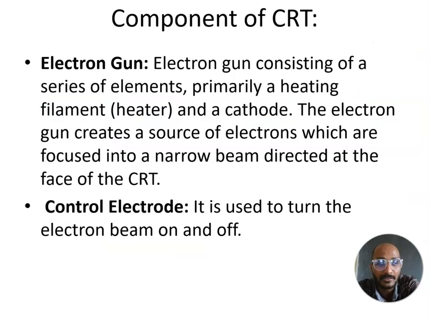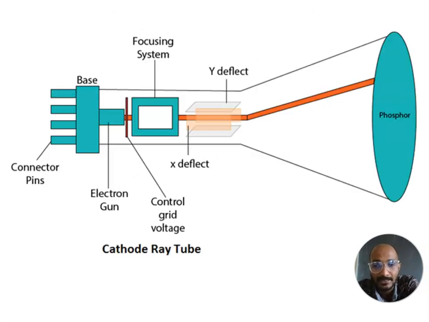Next, first of all, the electron gun. How does the electron gun work? The electron gun consists of a series of elements, primarily a heating filament heater and a cathode. The electron gun creates a source of electrons which are focused into a narrow beam directed at the face of the CRT. In this figure, here is the electron gun.